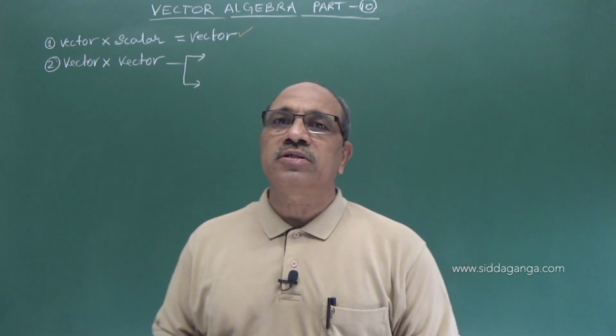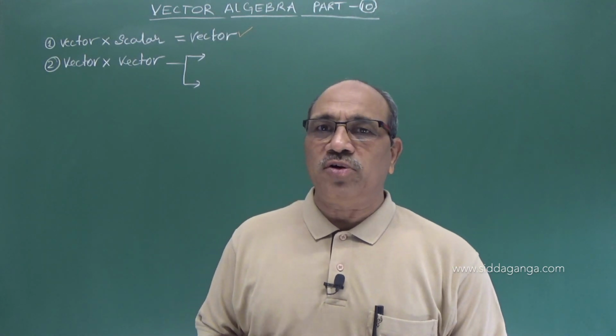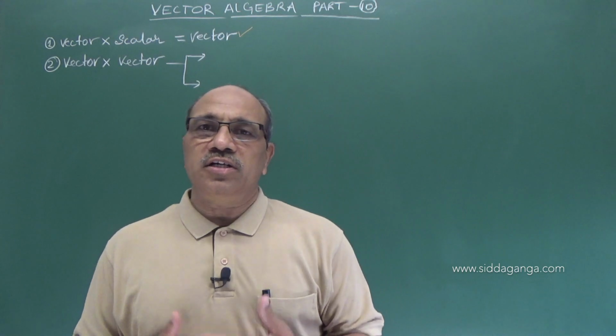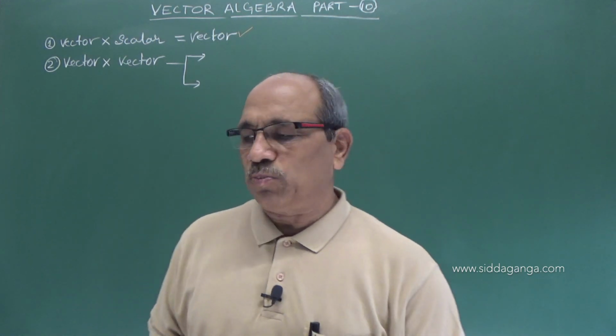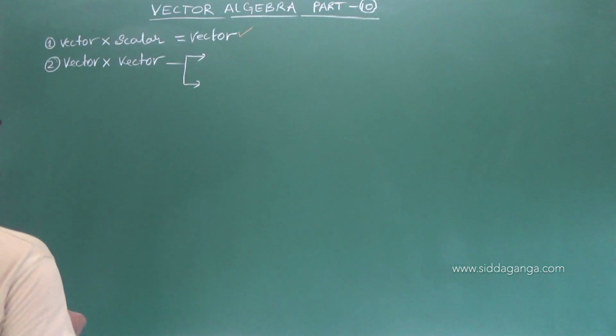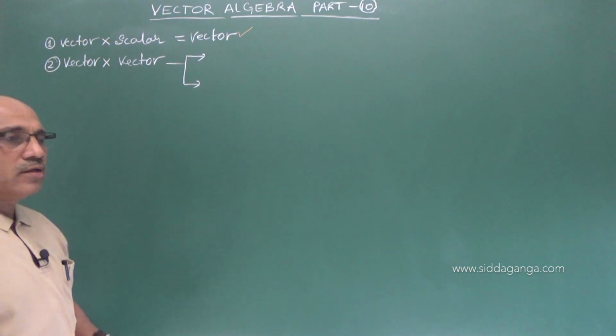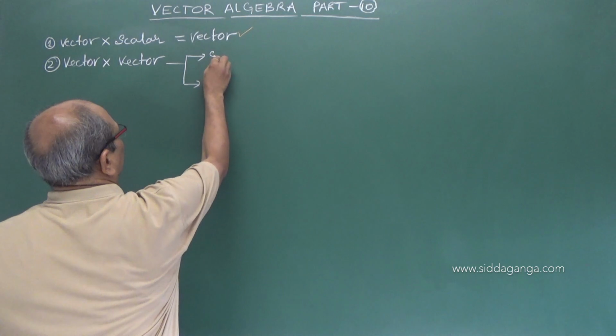We have discussed that. In today's class we are going to see the vector product, particularly the dot product and its applications. If time permits, we can enter into the cross product. Let us come to the concept of vector multiplication with a vector. It can be converted into a scalar.